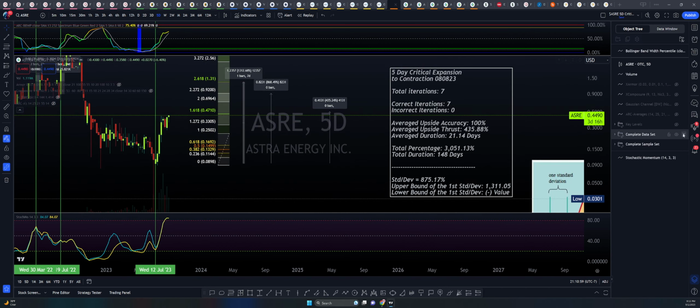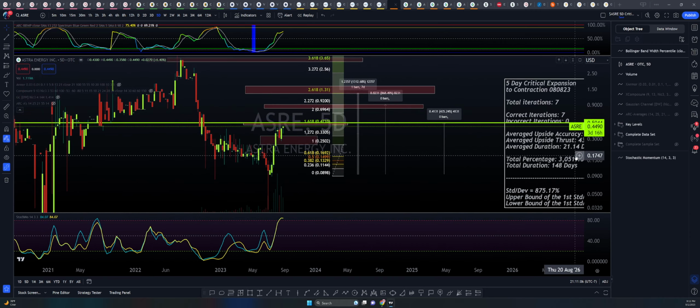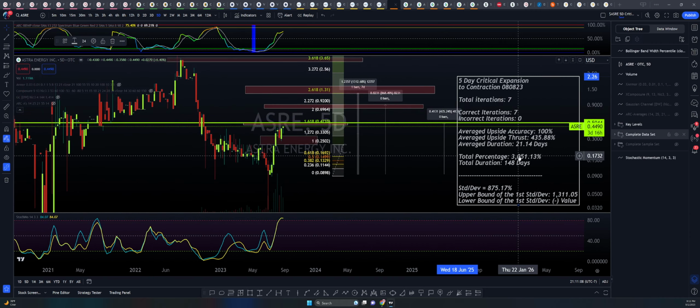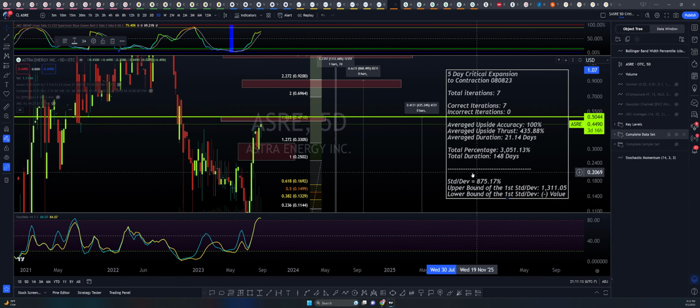Let me go ahead and get rid of the sample set now that we know what that all is, and I'm going to pull up the key levels now. Let's also keep together the data here. 435.8% leads to a target right over here. That leads to a target of about 50.44, which is approximately another 17% gainer from where we are right now at 44.90.